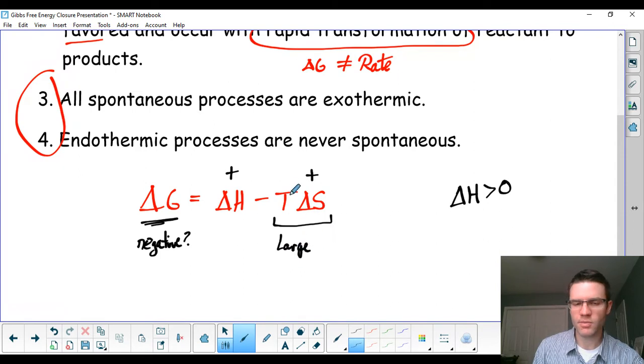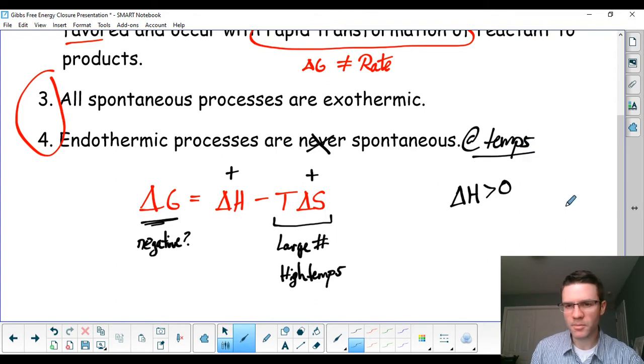And for that to happen, this would happen at high temperatures. So to get a large number here, we want high temps. And so number 4 is incorrect. These can be spontaneous at high temps, only at high temps. And high temps is relative. It could be temperatures above 10 degrees Celsius. It could be temperatures above 1500 degrees Celsius. It just depends on how large delta H is and the size of delta S, which means number 3 is incorrect. All spontaneous processes are exothermic? Well, number 4, we just described an endothermic process that is spontaneous, and that's why number 3 is incorrect.